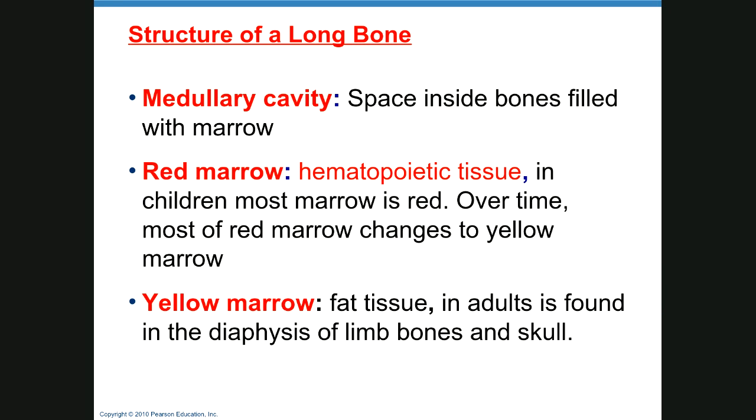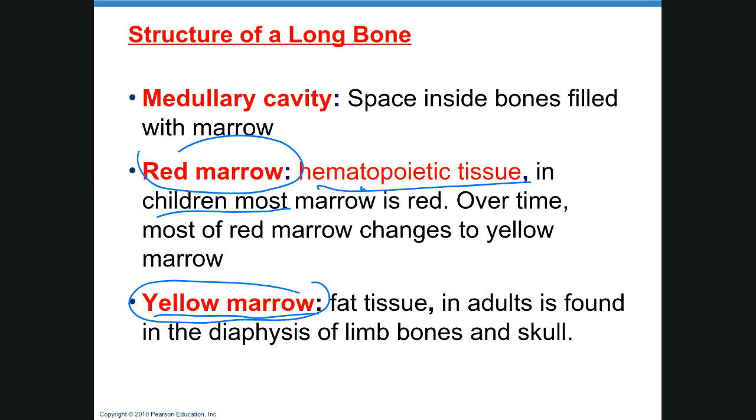Inside the medullary cavity, there will be marrow, and it could be yellow marrow in the case of adult bones. The medullary cavity will have yellow marrow. In some places, however, in children, and then as adults, in some of the bones, there will be red marrow, which is hematopoietic tissue. In adults, hematopoietic tissue is replaced with yellow marrow in most bones.